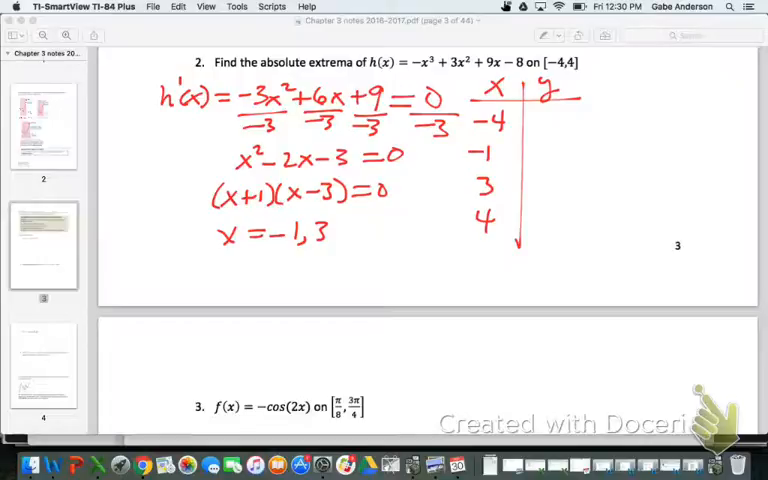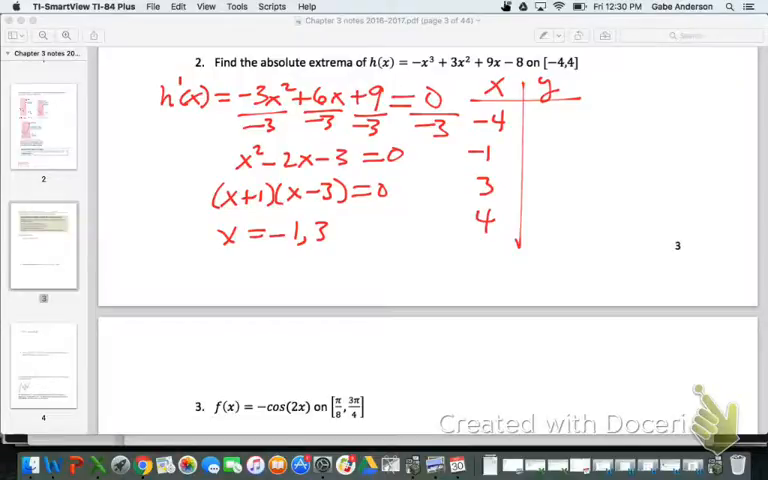The numbers get a little big here. Definitely doable without a calculator. If you want a little bit of help, maybe with some of the bigger numbers, I'm fine with that. But let's see if we can complete the table and come up with the absolute max and the absolute min.